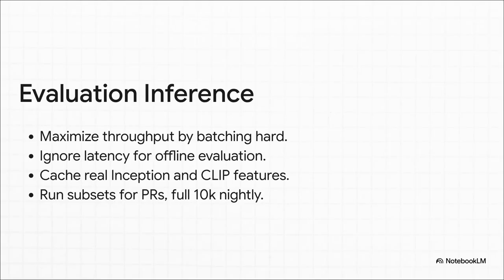Now keep in mind, executing this four-pillar protocol, that's not something you just run on your laptop over a lunch break. It's practically a massive offline inference job. Just generating 10,000 images can take half a day on a very powerful, very expensive graphics card. To survive this, engineers have to maximize throughput by batching generations aggressively, completely ignoring latency. They also cache the real Inception and CLIP features. That way, they aren't wasting precious compute power re-extracting data from the real reference images every single time they test a new model. They might run smaller subsets just to test their code, but the full 10K run, that happens nightly.